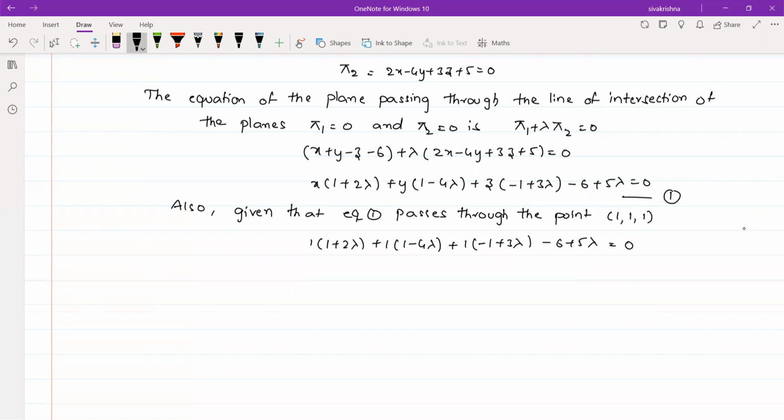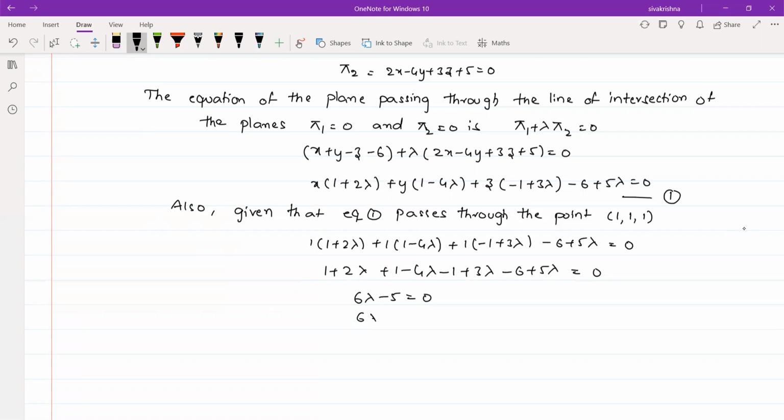Okay, so if we simplify this step, we get 1 plus 2 lambda plus 1 minus 4 lambda plus minus 1 plus 3 lambda minus 6 plus 5 lambda is equal to 0. Okay, so coming to the lambda values, 3 plus 2 is 5 lambda, 5 plus 5 is 10 lambda, 10 minus 4 we get 6 lambda. Okay, so coming to the constants, 1 plus 1 is 2, 2 minus 1 is 1, 1 minus 6 we get minus 5, sorry, is equal to 0.